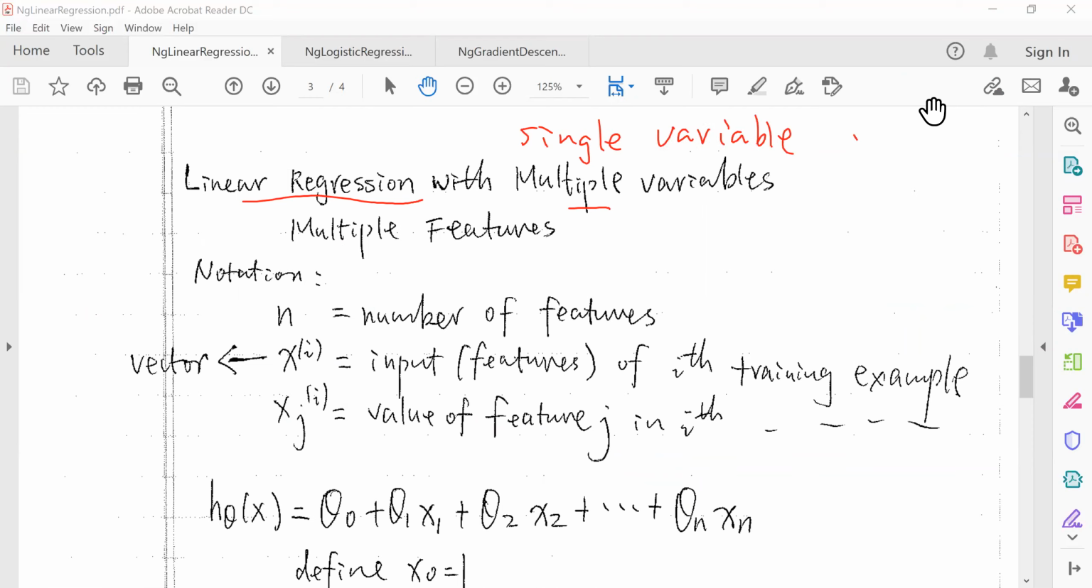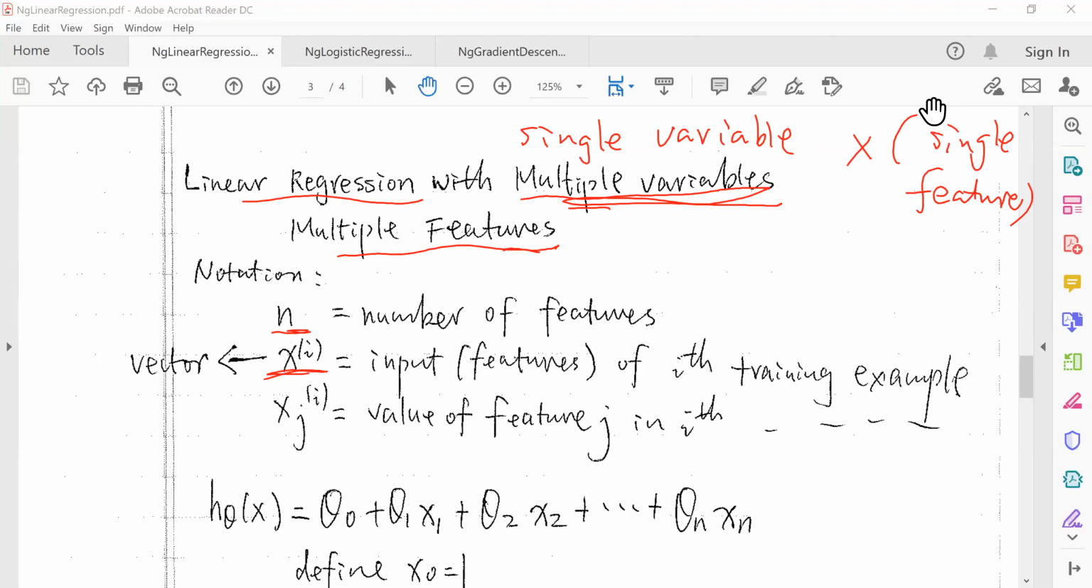Is it because we just have X? In a lot of cases, a single variable means you only have a single feature. But in the real world, that's not the case. We may have multiple features. So for multiple features, you need to have multiple variables. The notation is that the number of features we represent as n. So these are the features.